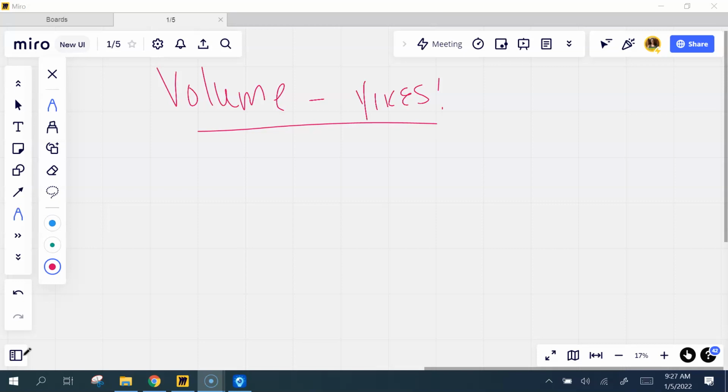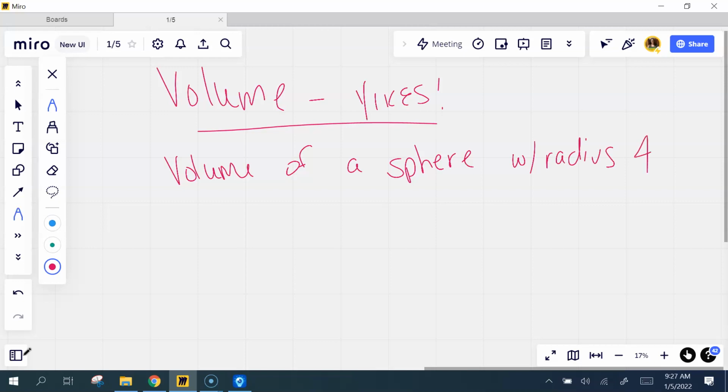But let's say I asked you to find the volume of a sphere with a radius of 4. And we're going to do this using RAM. We're not going to do this the way you could just look up how to find it. Let me show, I think it'll be easier for me to show you the picture.